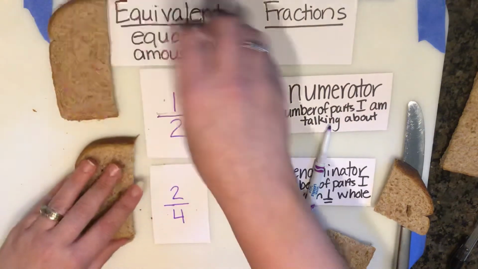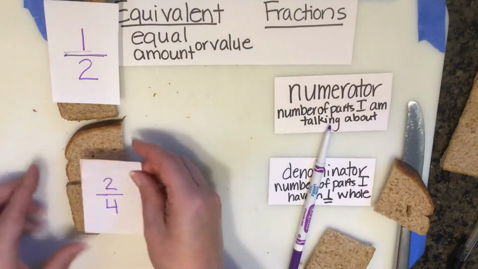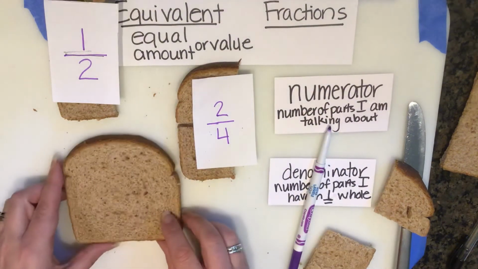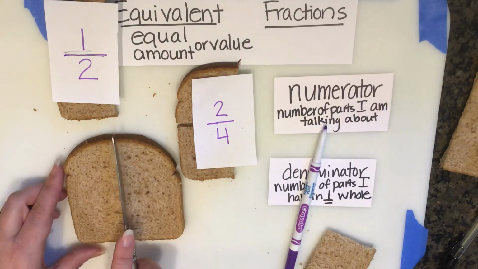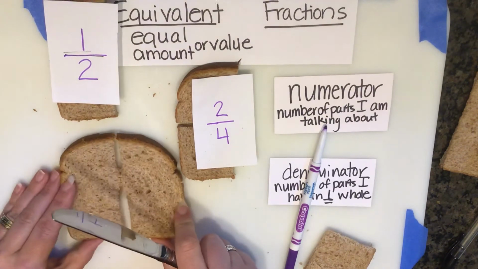So let's see if I can make one more equivalent fraction, okay? I'm going to put this over here. So I have my piece of bread. I'm going to start with what I did last time. I'm going to take it, and I'm going to start with it cut in half, right? So now I have halves.